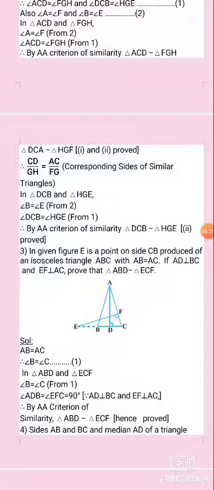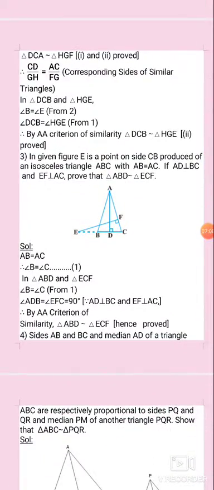Now listen carefully. Given condition AB equal to AC, that is an isosceles triangle. So if two sides are equal, we know that the opposite angles are equal. That is, angle B is equal to angle C. Equation number 1. Now in triangles ABD and ECF, angle B is equal to angle C, first condition. Now angle ADB is equal to angle EFC, which is 90 degrees. So using the AA criterion, the two triangles are similar.